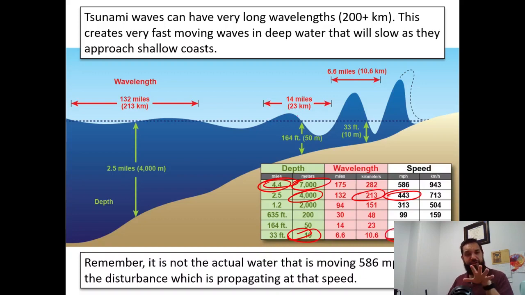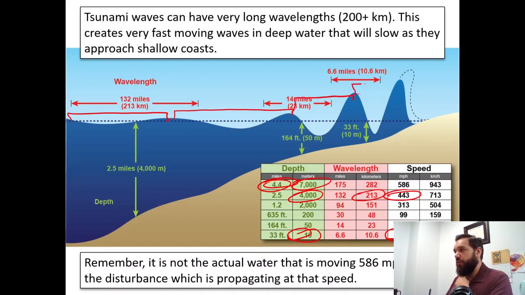Now, I want you to notice something kind of interesting. Out here, the wavelength of the tsunami wave is very large, right? But as it approaches the coast, notice that it gets shorter and shorter and shorter. The wavelength is shortening because it's slowing down. And so it's like the wave in front of the preceding one has slowed down.